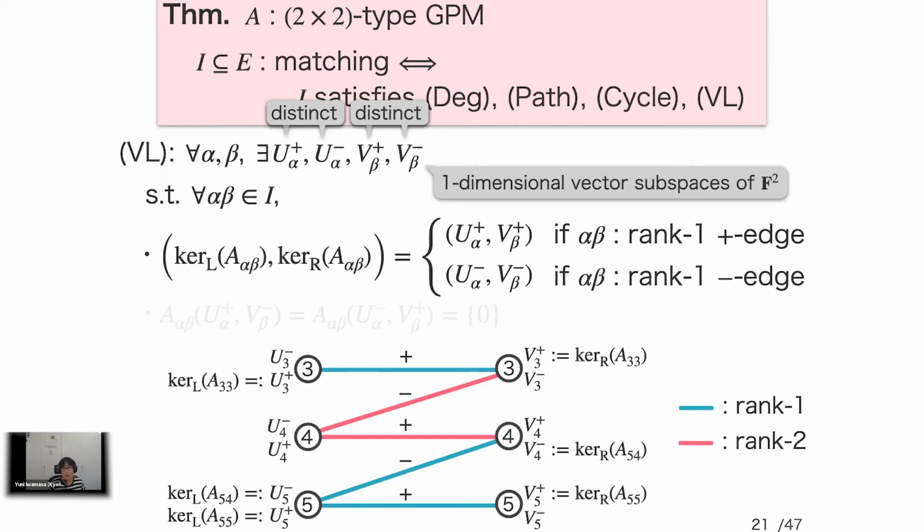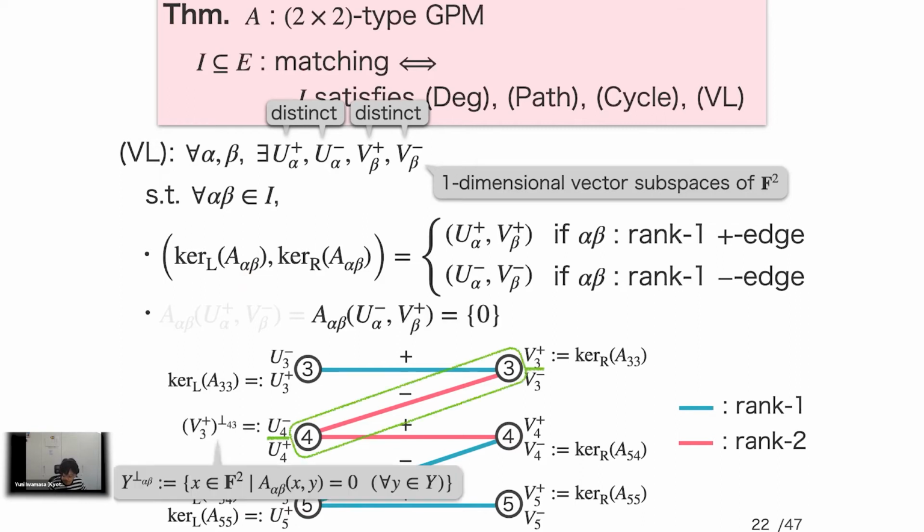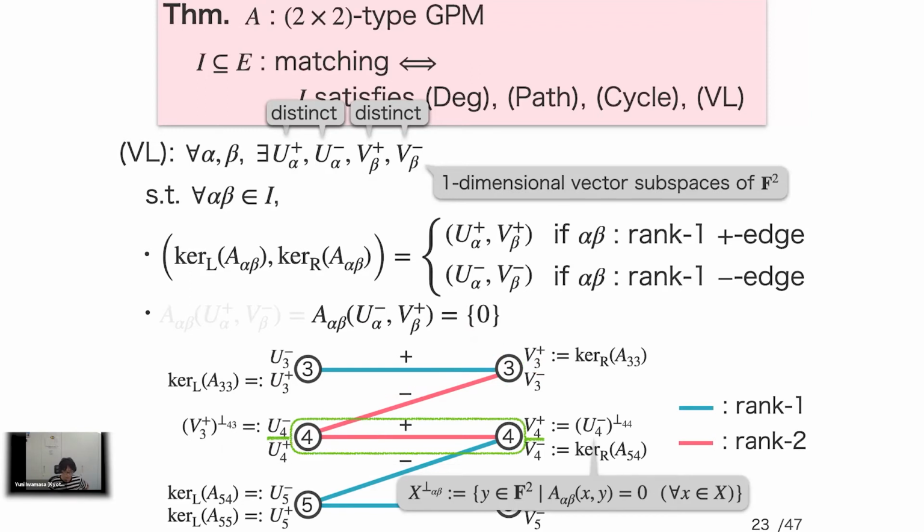And the second condition is basically on the rank 2 edges. For any edge alpha beta, the minus space of alpha and plus space of beta are orthogonal with respect to A alpha beta. So in this picture, the U4 minus must be the orthogonal subspace to V3 plus with respect to this edge. There is a question: is this only for path components? No, any component. But this is, for example, of a path component here. And similarly, V4 plus must be the orthogonal subspace to U4 minus with respect to this edge.